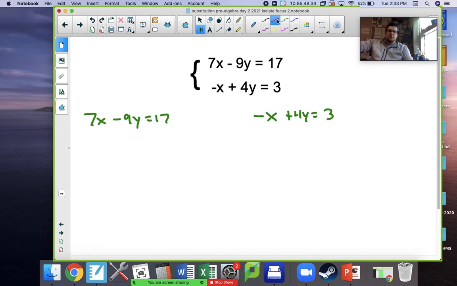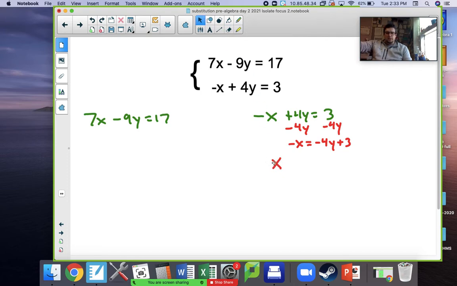We already decided earlier that this x is the best one to isolate. In order for this x to be by itself, I have to move the 4y's away from it. I'm left with negative x is equal to a negative 4y and a positive 3. And we're still not quite there. I need it to be a regular x. Right now it's a negative.